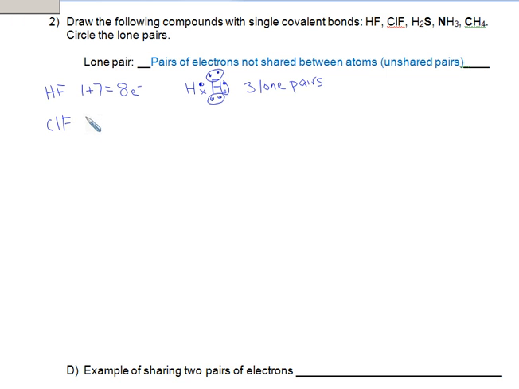Let's take a look at chlorine fluoride, another molecule. In this case, we have 7 electrons from each of the atoms for a total of 14 electrons. So there's chlorine and the 7 valence electrons, and there's fluorine, and we're going to represent fluorine's electrons with X's just so we can keep track of things. And there's fluorine's 7 valence electrons.